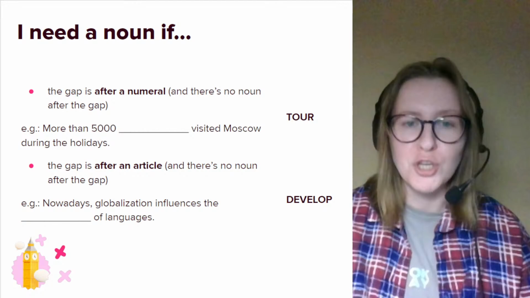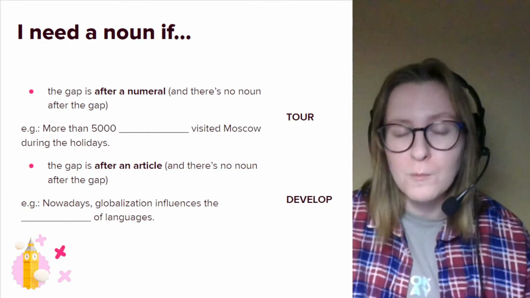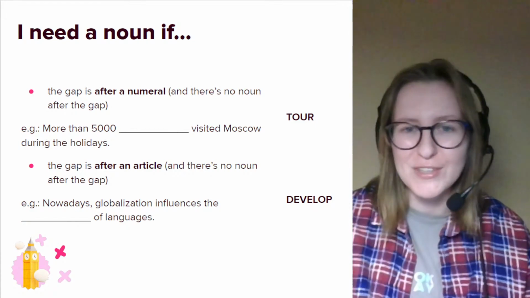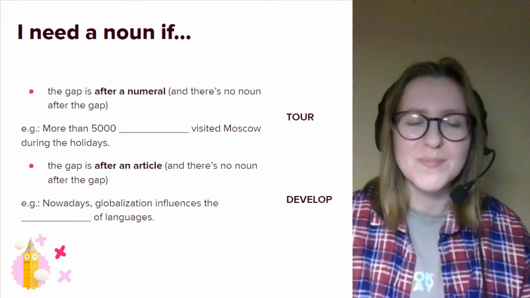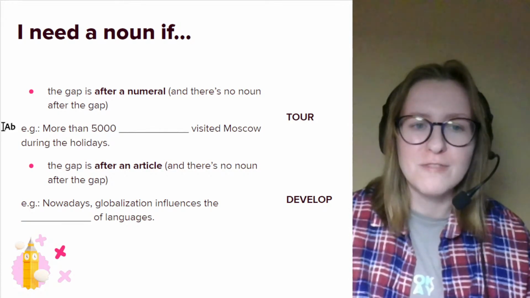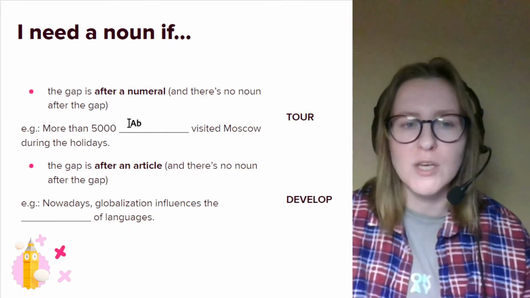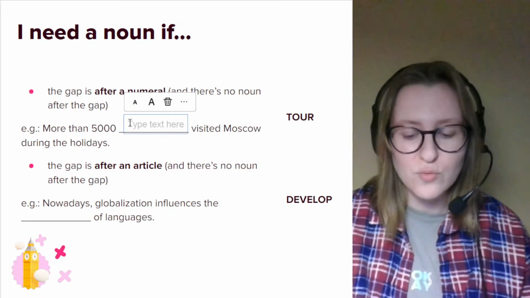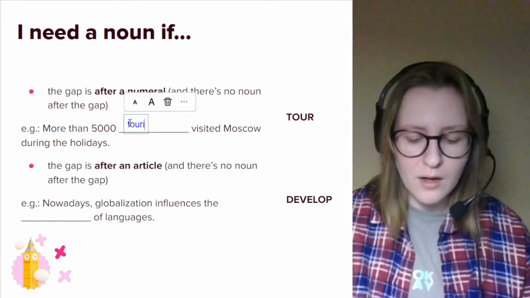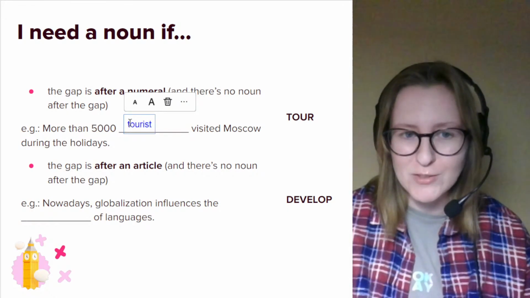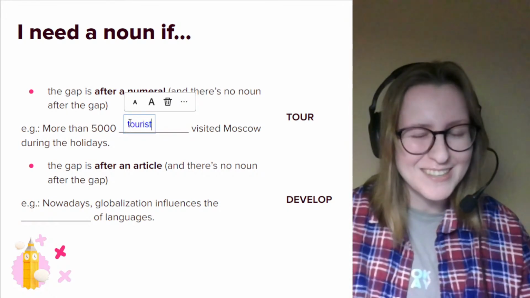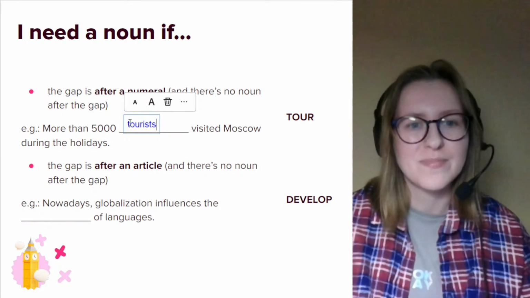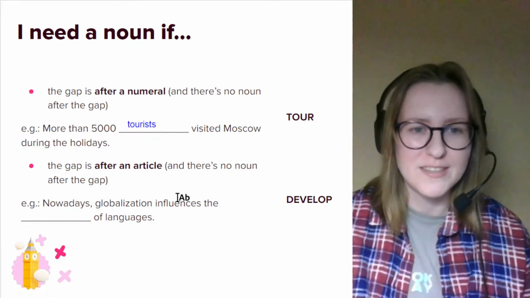If a noun is after a numeral and there is no noun after the gap, we also need a noun, right? If we have a number, of course, we need to say what that number speaks about, right? What it describes. So in our example here, more than 5,000 visited Moscow during the holidays. More than 5,000 who, right? We need a person. And of course, we're thinking about singular or plural. 5,000, definitely plural, right? So 5,000 tourists visited Moscow during the holidays.